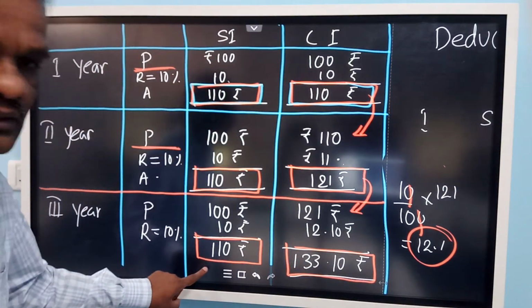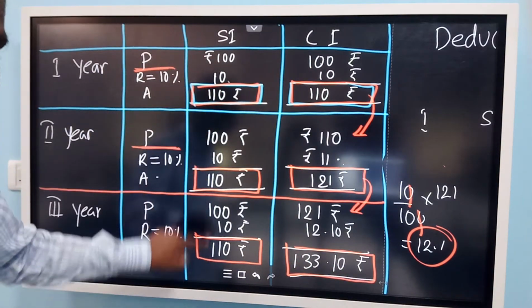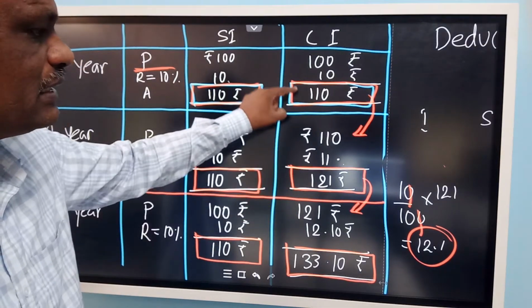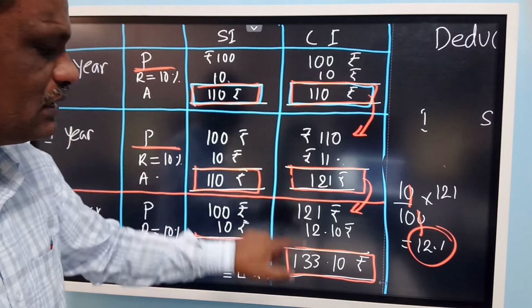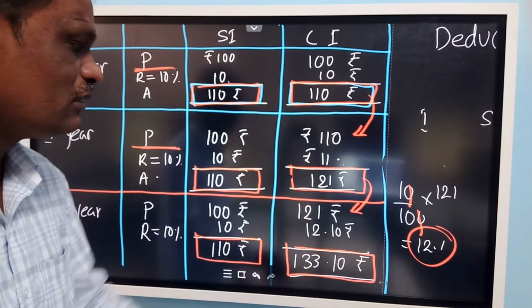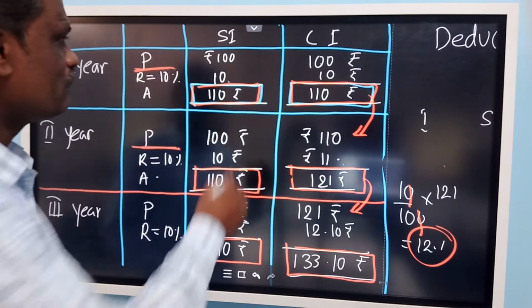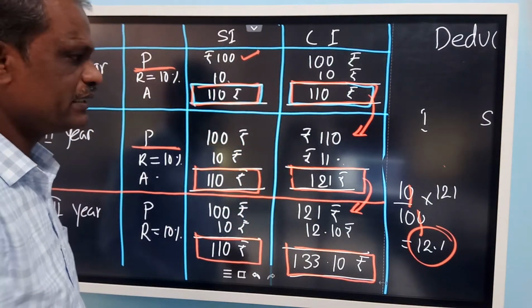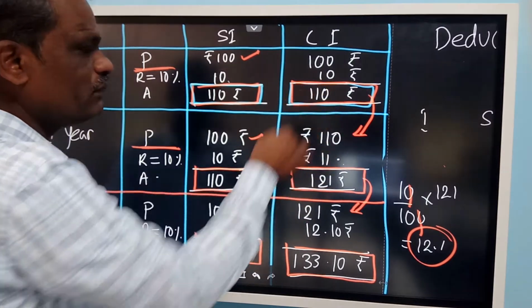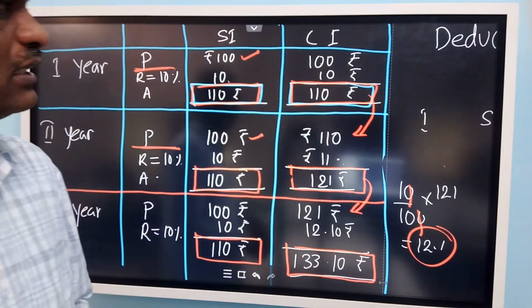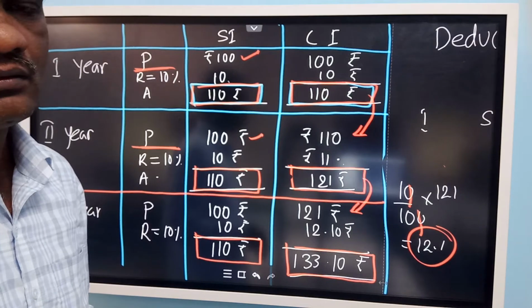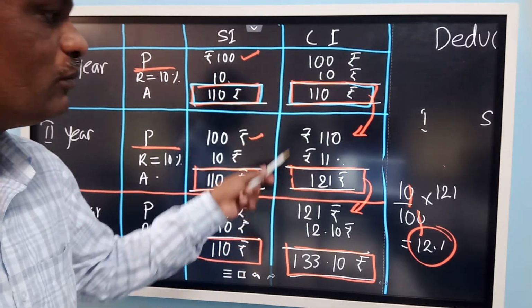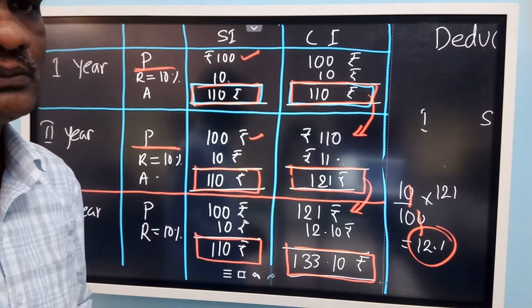Look at this here, the amount is fixed every time, 110, 110, 110. But here it is changing every time: 110, next year it is 121, third year it is 133.10. Why is it happening? Because of the principal value we are taking here. The principal is not constant. Every time we are adding the interest of the previous year to the principal, then it becomes the amount. That amount will be the next year's principal.